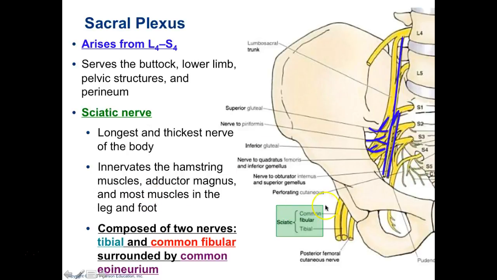But really, this sciatic nerve, the tibial part, is going to continue to supply the posterior leg, whereas the common fibular is going to supply the lateral and anterior leg.